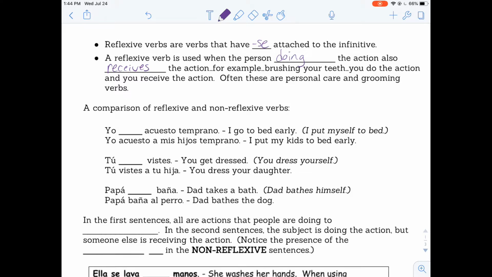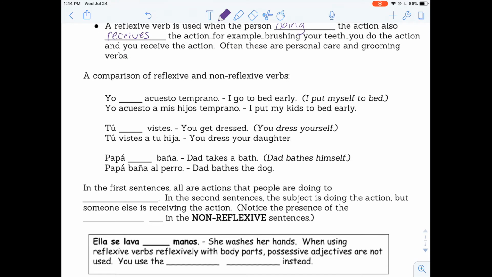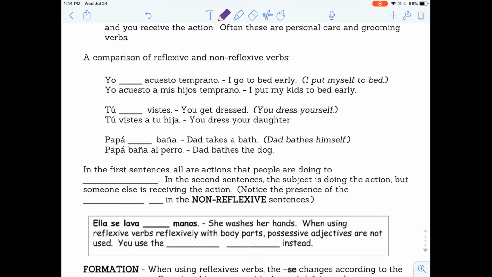So let's look at some reflexive and non-reflexive verbs together. Let's take a look at the first one. I have: yo blank acuesto temprano. I go to bed early, or I put myself to bed. And in that blank, I'm going to have me. And that me there is called my reflexive pronoun. Every time we use a reflexive verb, we have a reflexive pronoun.